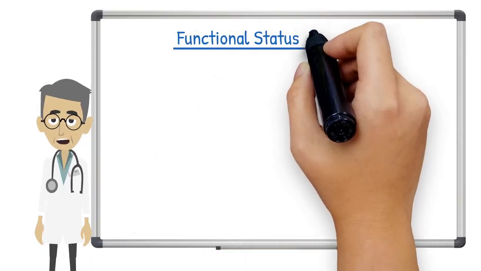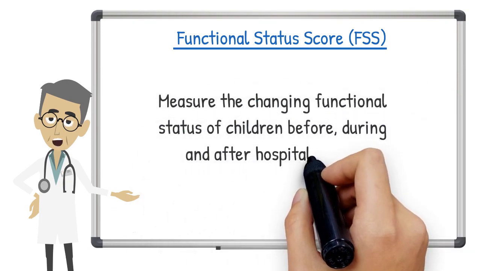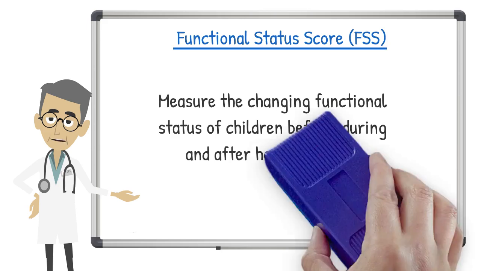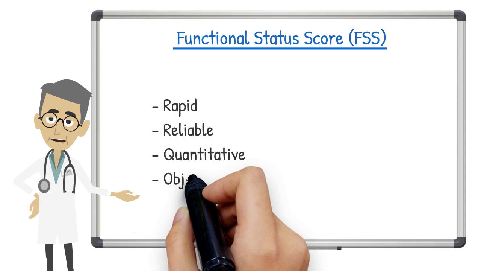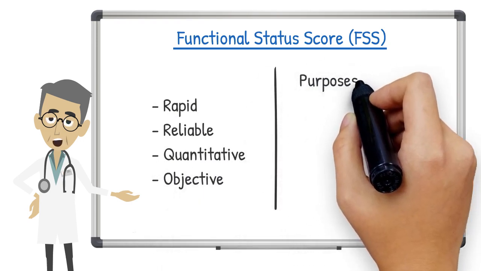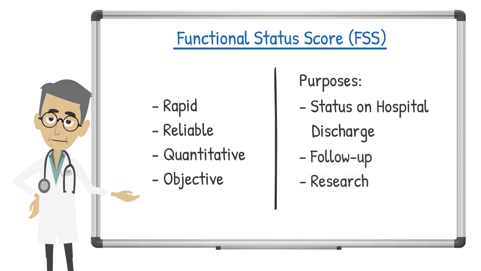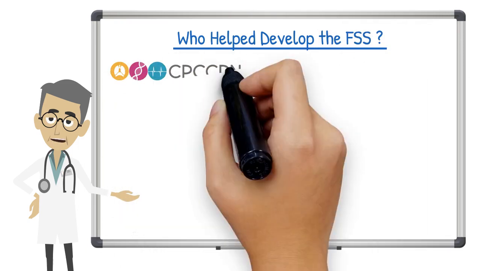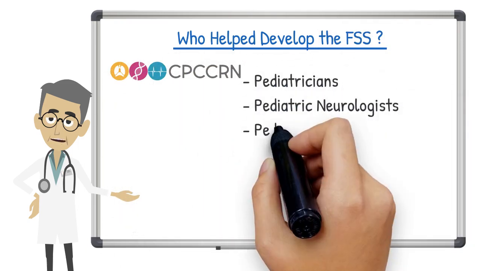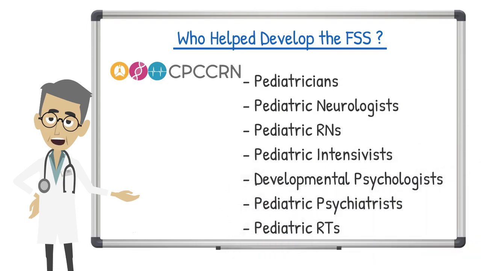The Functional Status Score, or FSS, was developed to measure the changing functional status of children before, during, and after hospitalization. The FSS is a rapid, reliable, quantitative, and objective measurement tool for discharge status, follow-up, and has been used extensively in research. The FSS was developed within the Collaborative Pediatric Critical Care Research Network of NICHD of the National Institutes of Health. It has been published and used in studies of over 10,000 children.